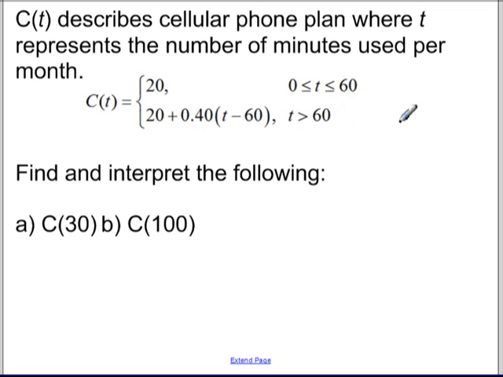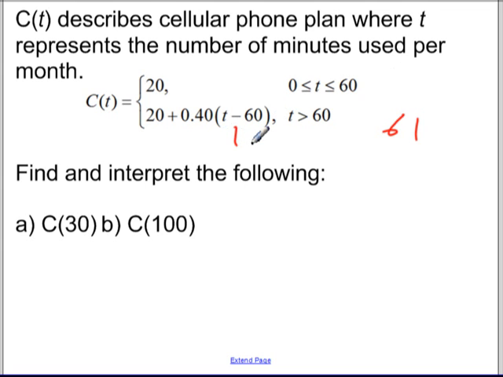So for example, if you used 61 minutes, this T minus 60 there is because 61 minus 60 is 1 minute. So you went 1 minute over. So what this piecewise function might represent is, let's say you have a $20 a month plan, who's got a $20 a month phone plan, but let's just pretend, that you get up to 60 minutes included, right? But if you go over that, you have to pay 40 cents for each additional minute.